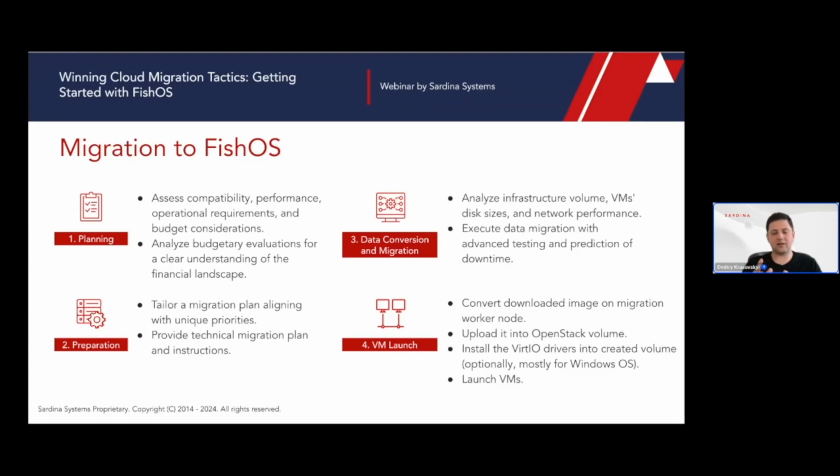And the last part, it's launch of VM. A seamless migration without the need for third-party intervention. It contains a few steps. After we copy a VM disk to the migration worker node in the previous step, we convert the dumped image. Then we upload it into OpenStack as a new volume. After that, we can install virtual drivers to the migrated volume if needed. For example, a Windows virtual machine can require it. And finally, we launch your VMs. It's a fast, efficient, and hassle-free process.